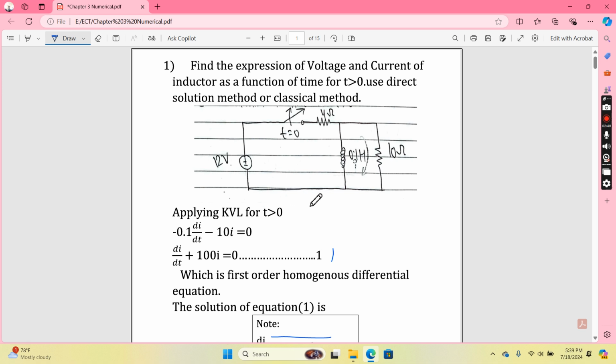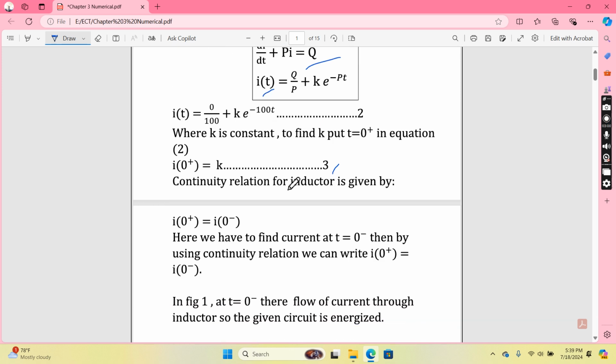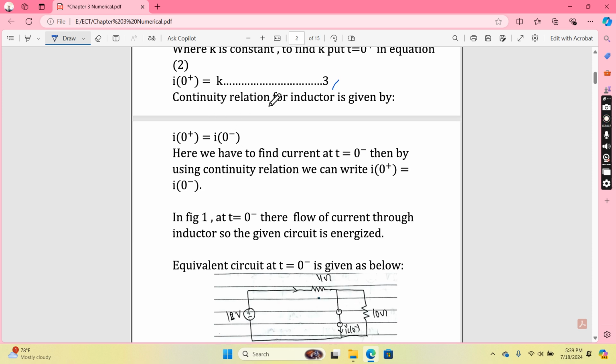Now in case of an inductor we have a continuity relation for current. If we find the current at t equal to 0 minus, then by using the continuity relation we can say I(0 plus) equal to I(0 minus). The continuity relation for an inductor is given by I(0 plus) equal to I(0 minus). Here we have to find the current at t equal to 0 minus, then by using the continuity relation we can write I(0 plus) equal to I(0 minus).